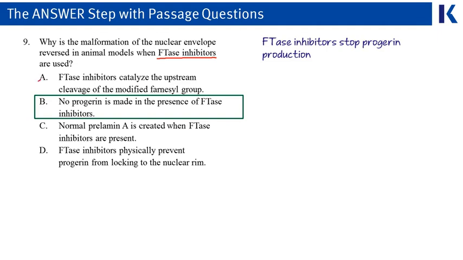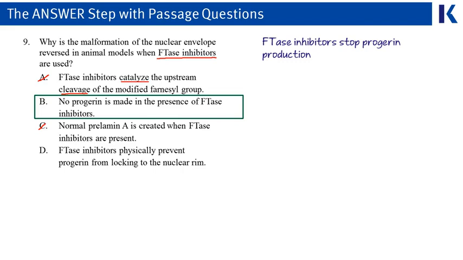In this question, choice A is wrong because it says that these FTase inhibitors themselves would catalyze the cleavage of the farnesyl group. Remember, the modified farnesyl group was what caused all these symptoms in the first place. And certainly, if FTase inhibitors did catalyze that cleavage, that would be nice, but that's not what they do. In fact, we're given an enzyme in figure 2 of the passage that does this upstream cleavage. It's ZMPSTE24. The FTase inhibitors are actually going to work in a much earlier step of the process, so that upstream cleavage never gets a chance to happen or not happen.